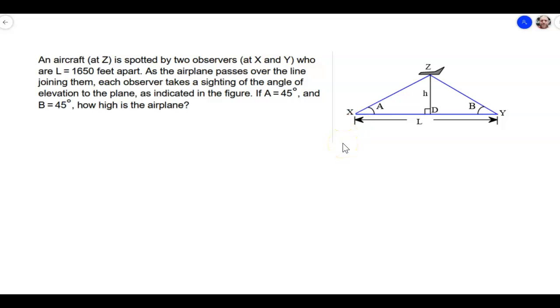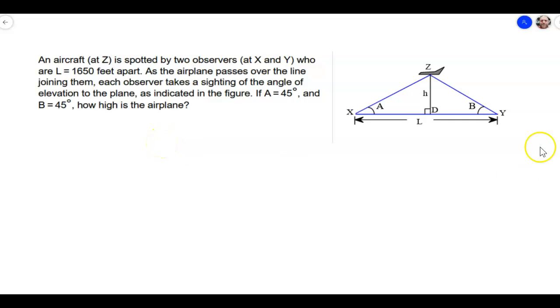As the airplane passes over the line joining them, that's the L line, each observer takes a sighting of the angle of elevation. Remember, the angle of elevation is the angle from the horizontal line, so from this line L going upwards. That would be this angle A here from X, and this angle B from Y, to the plane as indicated in the figure. If A is equal to 45 degrees and B is equal to 45 degrees, how high is the airplane?